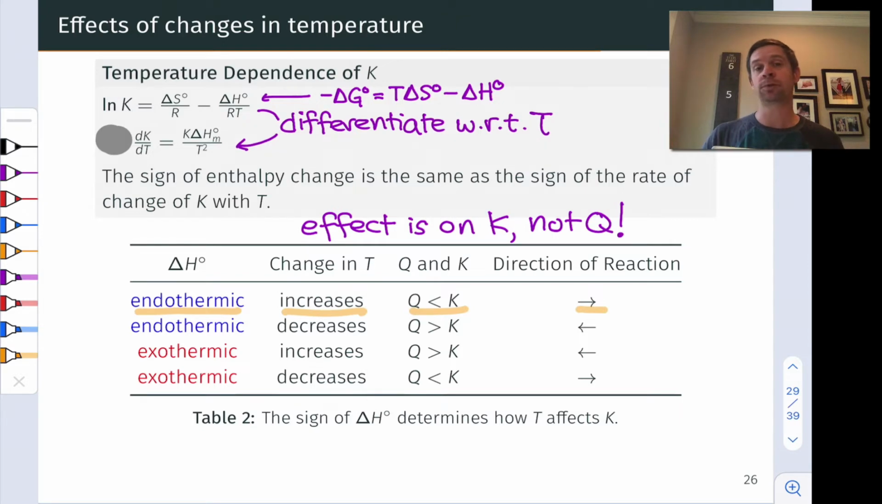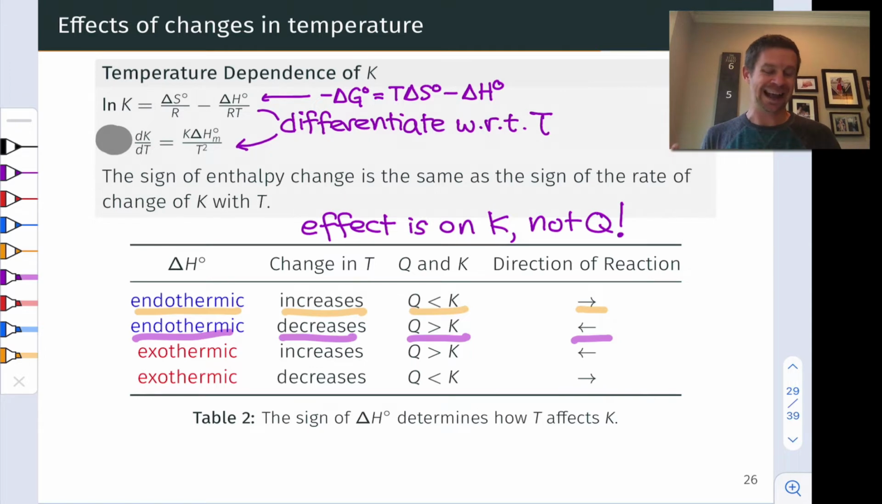So that's an endothermic reaction. With an increase in temperature, the reaction will go toward products spontaneously. Naturally, if the temperature decreases, the sign of dK/dT is still positive, and so if the temperature goes down, K will go down. In that situation, Q is greater than K, and the reaction will run backwards.